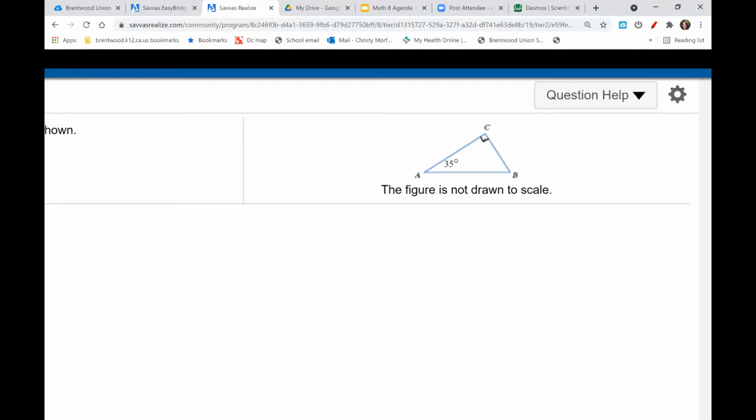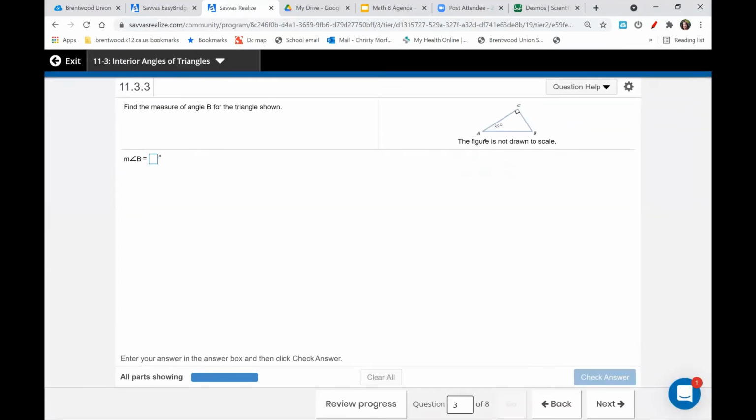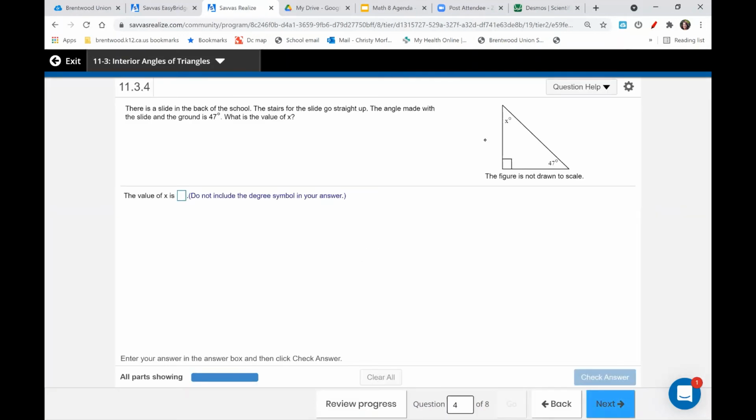If you want to go and do the whole problem out, you would do 180 minus 90 minus 35. Whatever floats your boat, people. Doesn't matter. If you want to do it the longer way, do it the longer way, just so you're in the habit of always doing 180. So I'm not going to type that answer in. I just wanted to show you that that little corner, same thing on this one, that little corner means 90 degrees. So the shortcut would be to just do 90 minus 47.